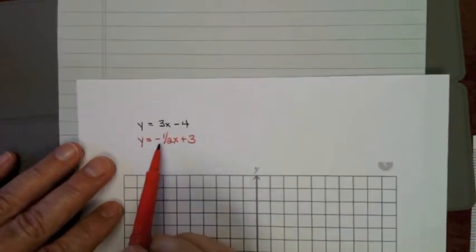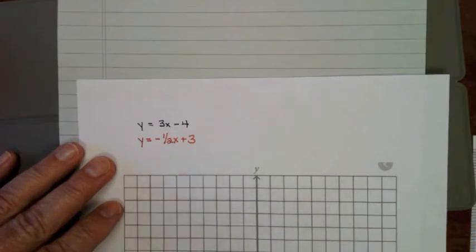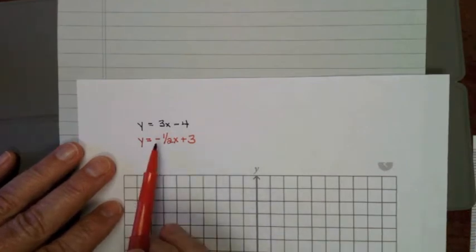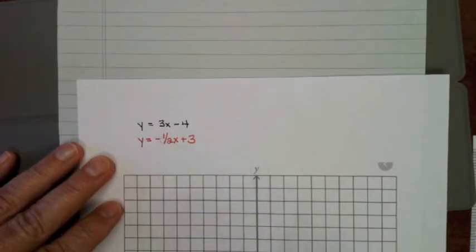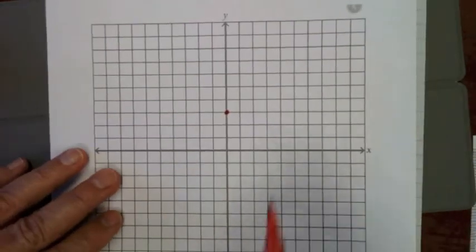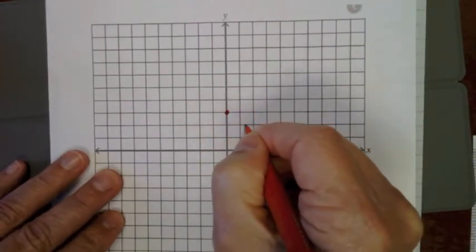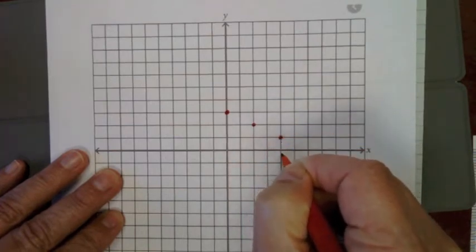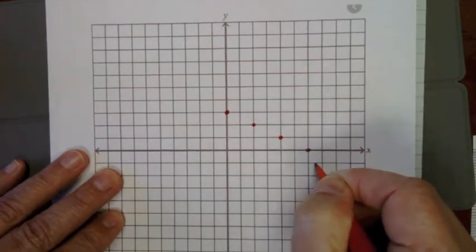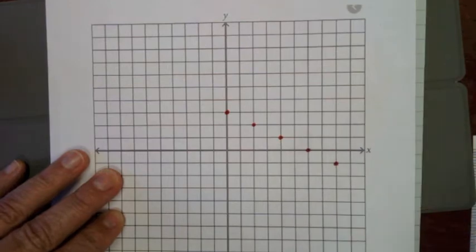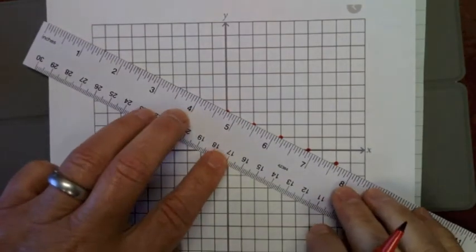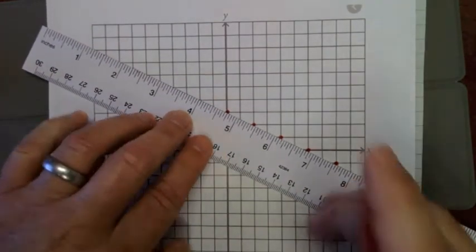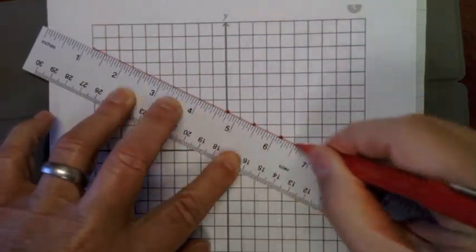Then I'm going to use the slope to generate points on this line. The slope is telling me to go down 1 over 2. So from this point right here, I'm going to go down 1 over 2. Down 1 over 2. I can continue to do this to generate a lot of points on this line. I'm going to draw my red line.